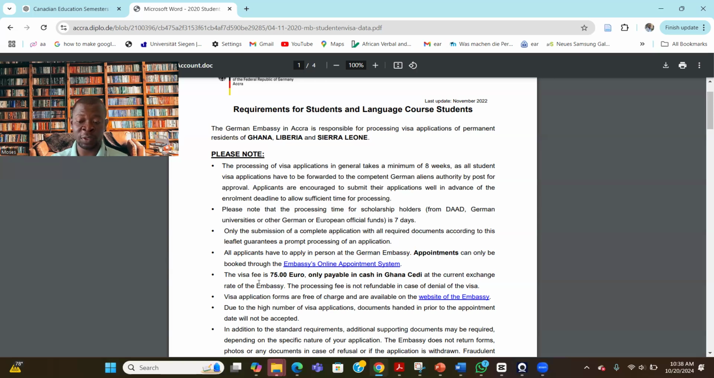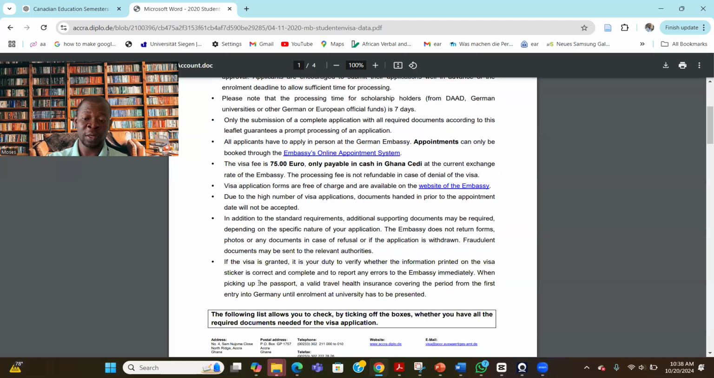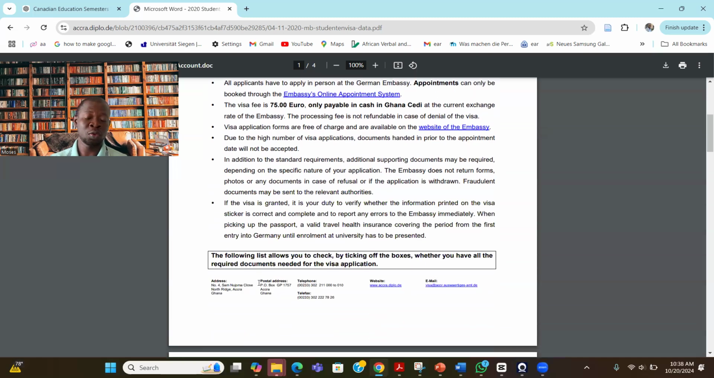The visa fee is 75. Okay, so 75, that's one of the cheapest. Then you can have the application fee. So you don't spend much.